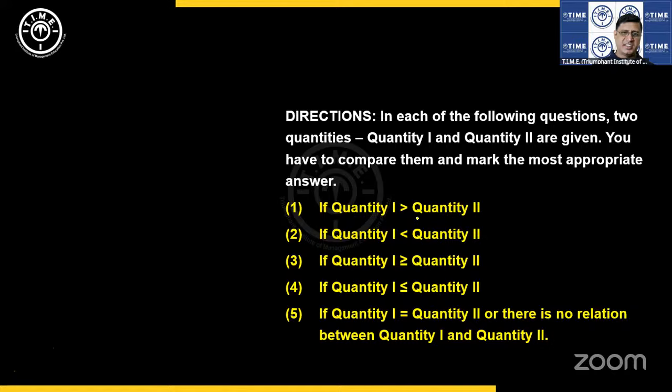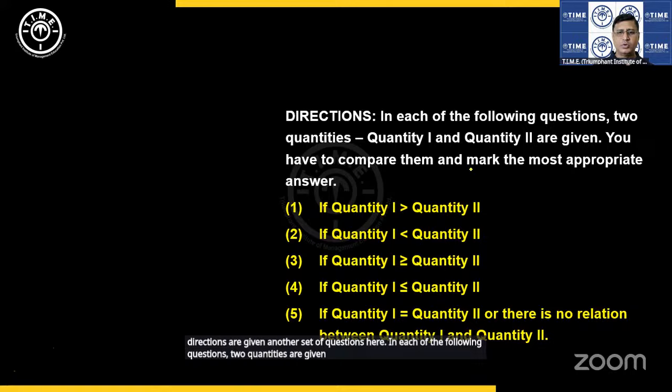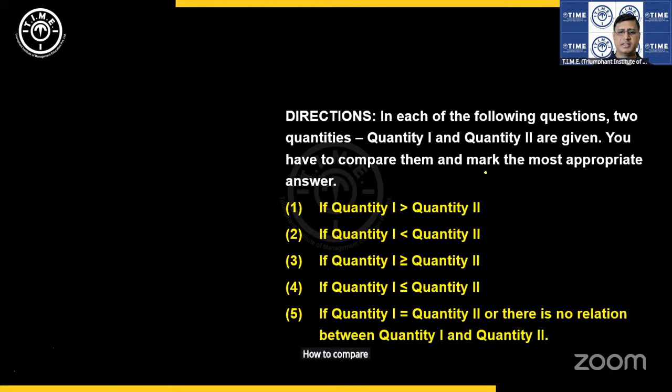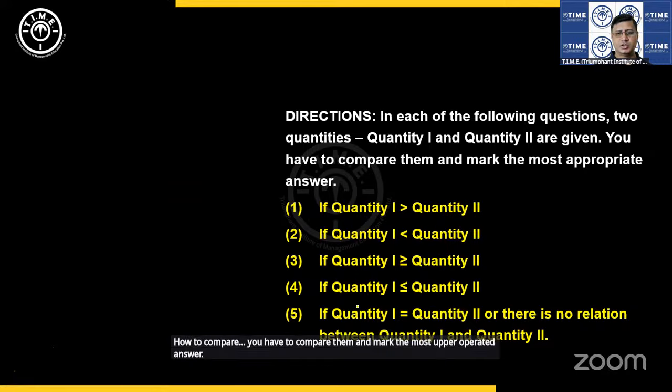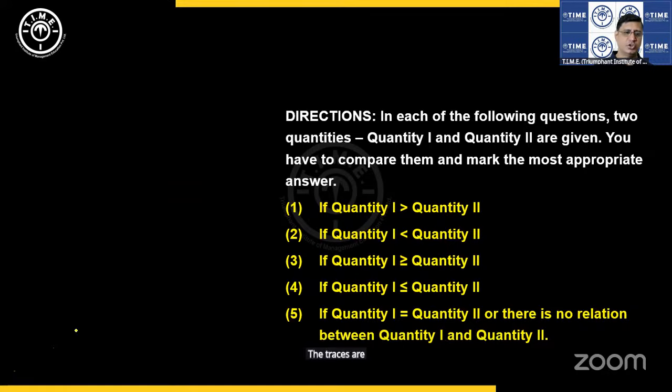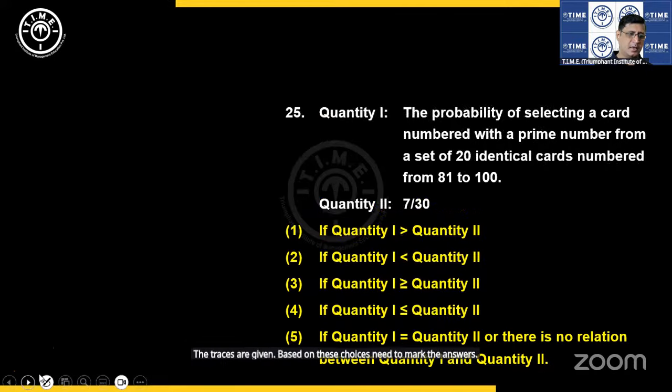Directions are given as another set of questions here. In each of the following questions, two quantities are given, quantity 1 and 2. You have to compare them and mark the most appropriate answer. The choices are given. Based on these choices, you need to mark the answers. Look at question number 25.